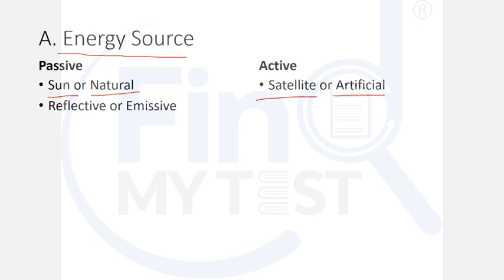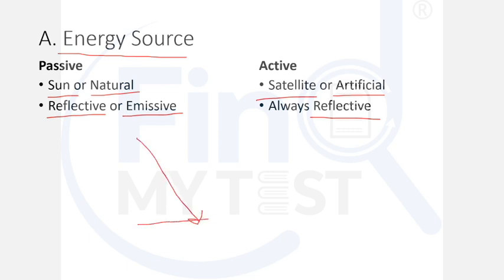Passive remote sensing can be either reflective or emissive, while active remote sensing is always reflective. That is, it measures only the reflected electromagnetic radiation from the Earth's surface. When the electromagnetic radiation enters the Earth's atmosphere and hits the target, consider this is the Earth's surface, that is the target, the energy gets either reflected, absorbed, or transmitted.